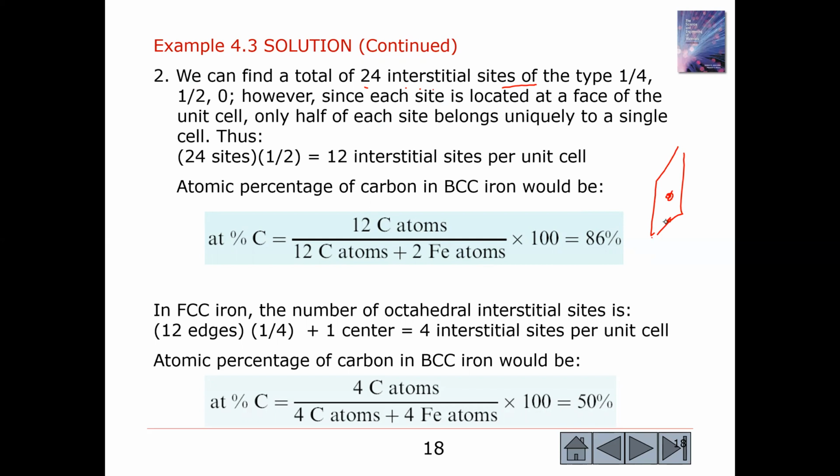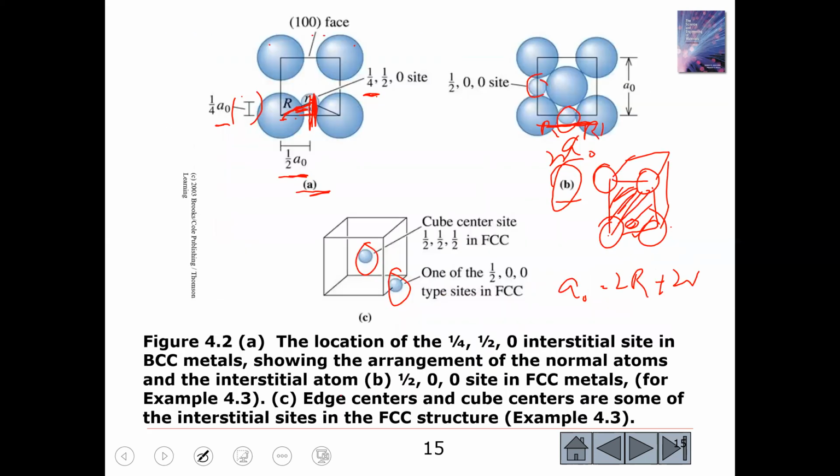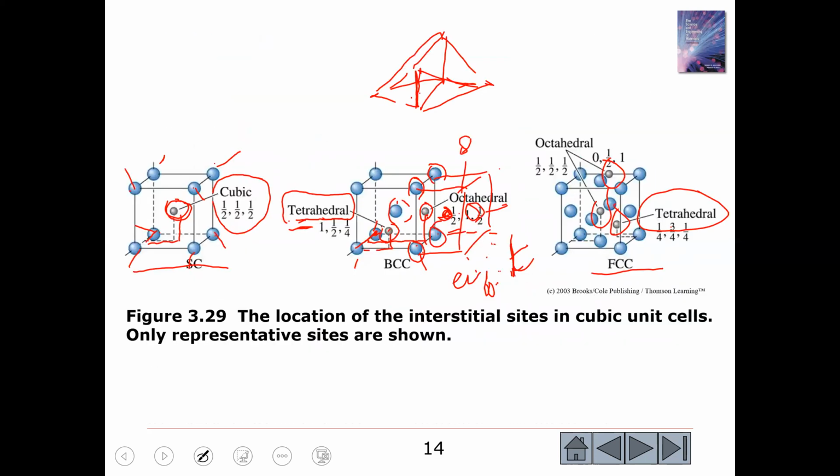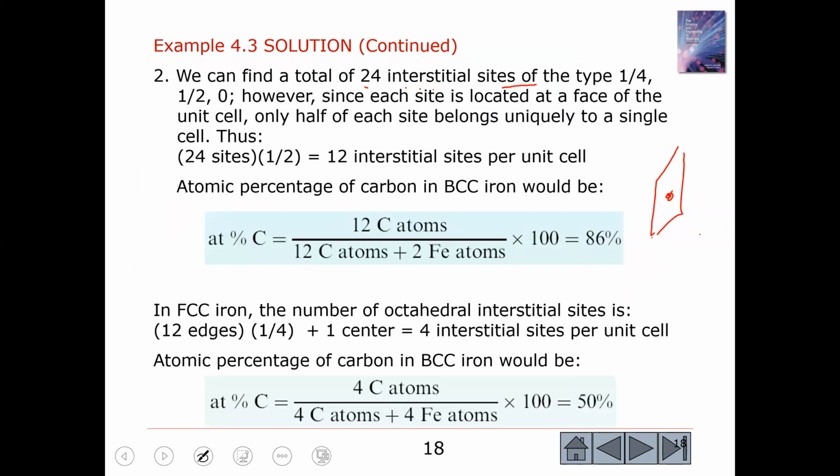If you're talking about this face, 1/4, 1/2, 0. So which one was 1/4, 1/2, 0? This one, right? So this is actually the face, it is somewhere like here. So this is half in this unit cell and half in the attached adjacent unit cell. Because the total number is 24 and half of them are in this unit cell, it will be 12. So the atomic percentage would be 12 carbon atoms divided by 12 carbon atoms plus 2 iron atoms. So that would be 86% carbon can be added to iron in BCC.